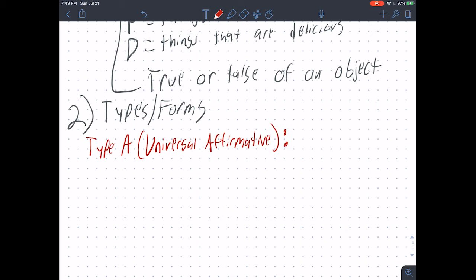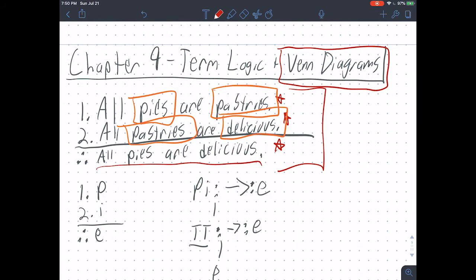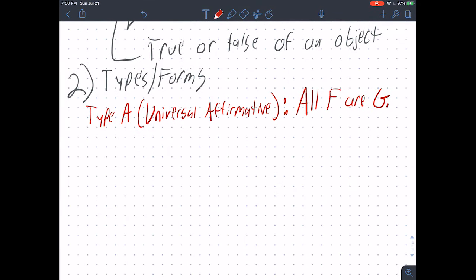If we just pick two term letters randomly, and this is what Quine uses in the book, this is the form all F are G. So if we scroll up and look at our silly pie argument, all of these are type A sentences. All pies are delicious, right? So all F are G. That's the important thing to know.